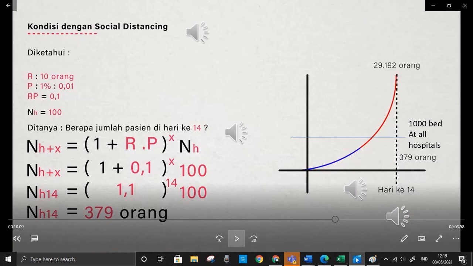Now we can more easily understand how important social distancing is by understanding the exponential graph. So we will do social distancing by understanding the increased risk of dying without social distancing.